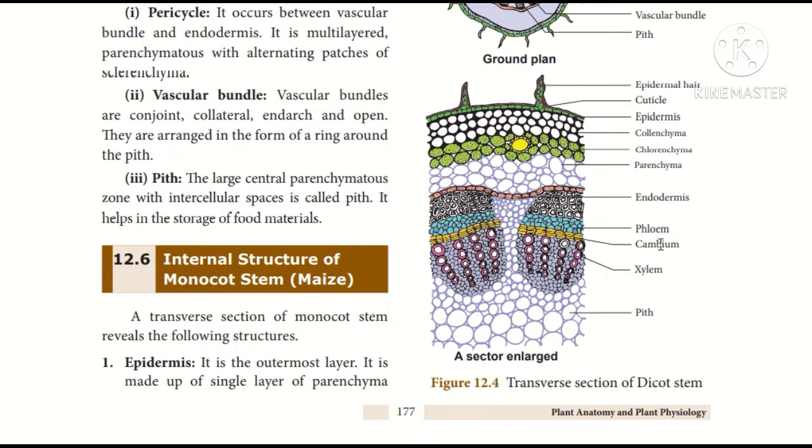And the last one will be the pith, the large central portion with intercellular space, which is usually called the pith, and it is helpful in the storage of food material. This is the anatomical structure of the dicot stem, where sunflower is given as an example.